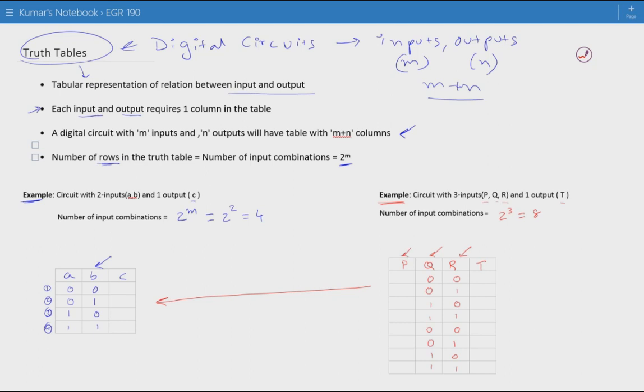So here, take a guess what we are going to do. Here we did 0, 1, so we changed every other cell. Here we kept it the same for every other cell. So here we're going to do 0, 0, 0, 0, 1, 1, 1, 1. That is how you fill a 3-input truth table.